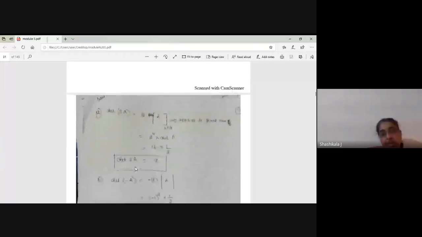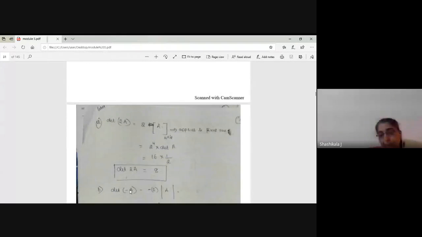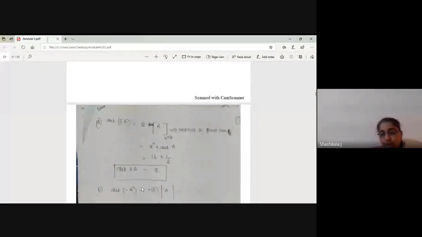Similarly, can you tell me what is the determinant of minus a? Try to do this and send the answer. Vishruta, understood this? How is it? Yes, ma'am. Next one, determinant of minus a.